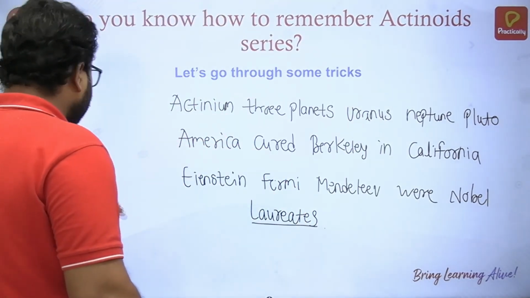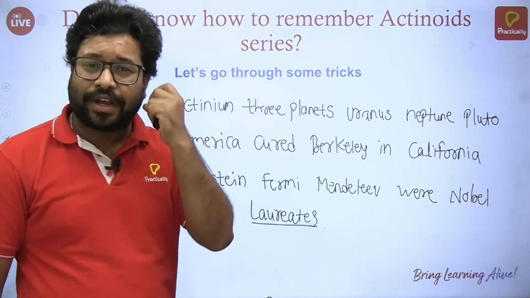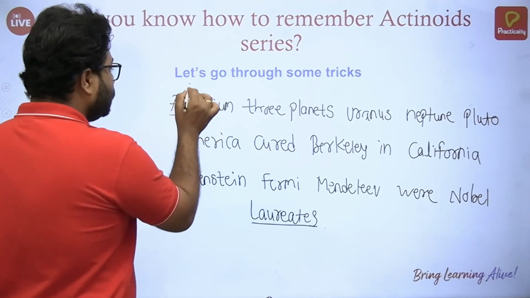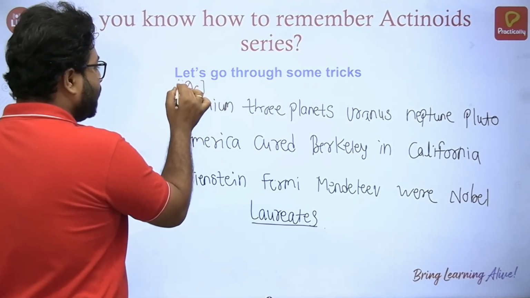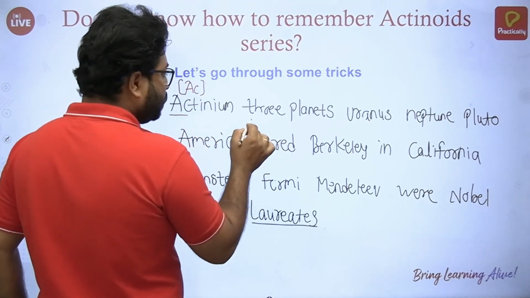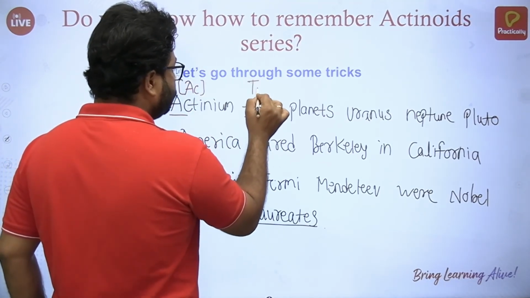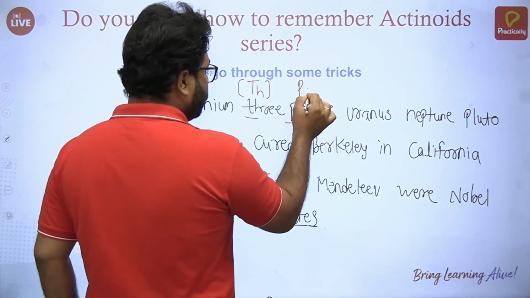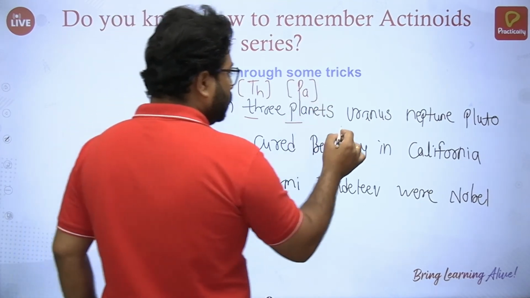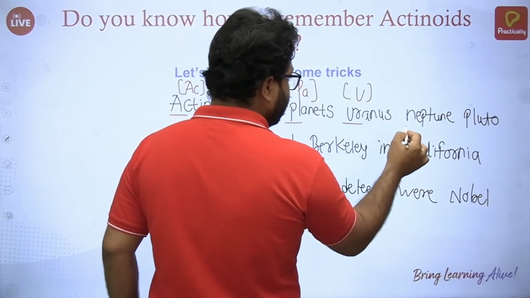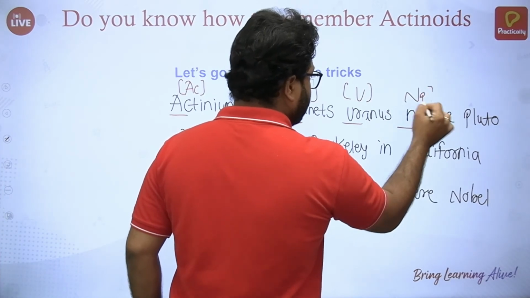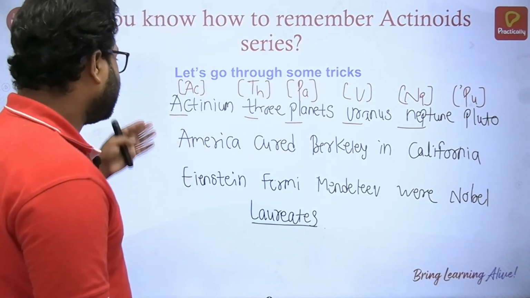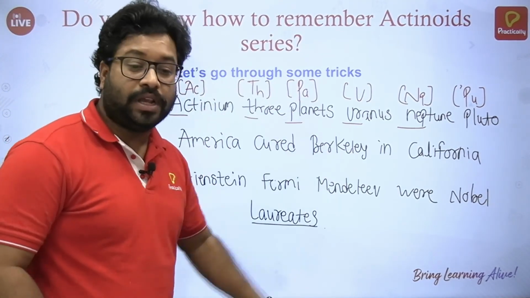Now that I have told you all the mnemonic, let's see how to extract the elements from it. Actinium as the first element, we must have understood: actinide, actinium. Then 3 thorium planets, protactinium. This is uranium, obviously, neptunium and plutonium. And these three are very easy to predict, right? Actinium, thorium, protactinium, uranium, neptunium, plutonium.